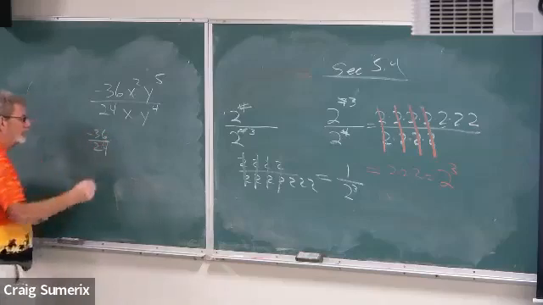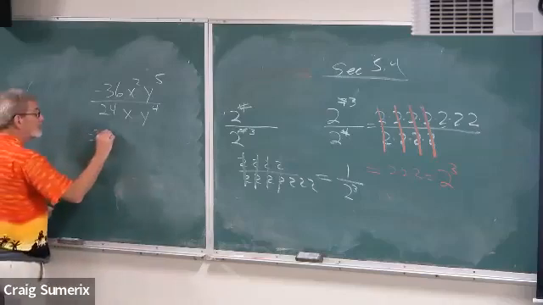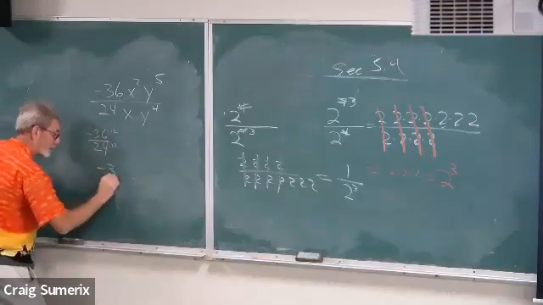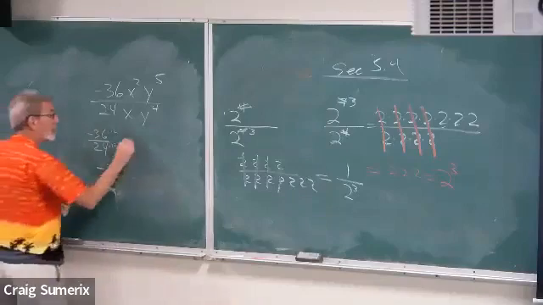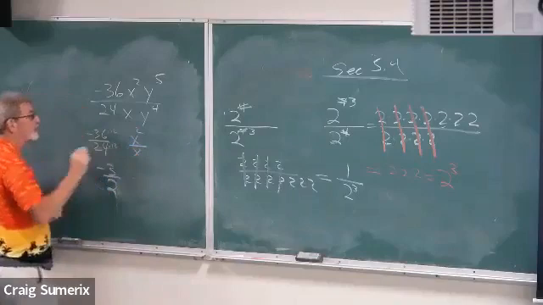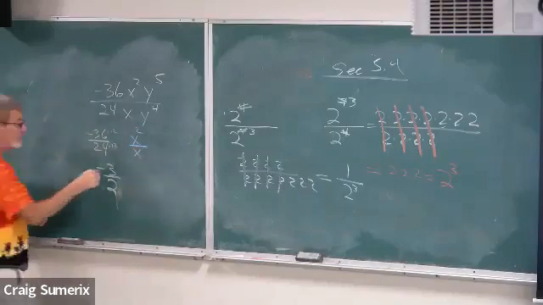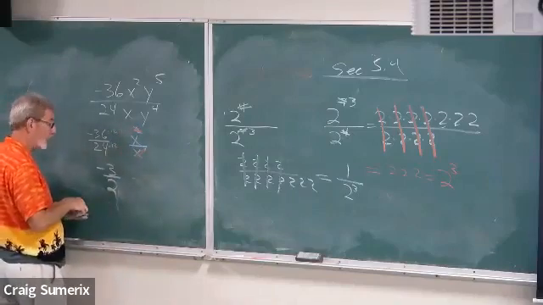Can you handle that? -36 over 24. You could reduce that, right? What goes into both? 2. Does it go farther? 3. How about 12? Just to speed things up. -3 over 2. Agreed? Then let's do the x's. I got 1 in the bottom. That 1 in the bottom is going to cancel out with 1 of them. Going to leave me what? 1 x left.